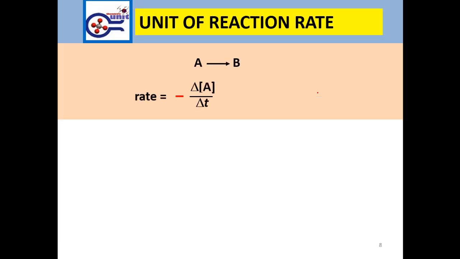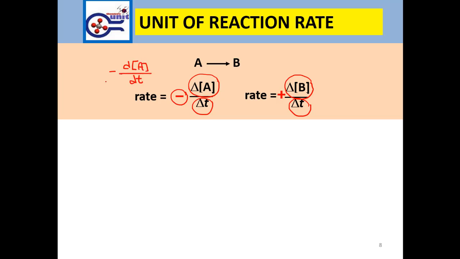So apa unit untuk kita punya reaction rate tu? So dia adalah change in concentration, delta concentration maksudnya change in concentration over change in time. Produk pun sama, change in concentration over change in time. Cuma what you need to take note of is the sign tu. So reactant concentration dia akan berkurang, so we write it as negative dA over dt.